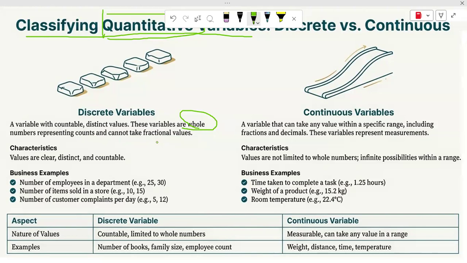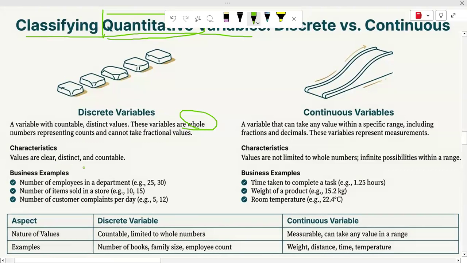How many universities in Sri Lanka? 17.25? You can't say that. These are whole numbers. It's called a discrete variable. The values are clear, distinct, and countable. How many mobile phones do you have? How many SIMs do you have? These are discrete variables. For example, the number of employees in the department.